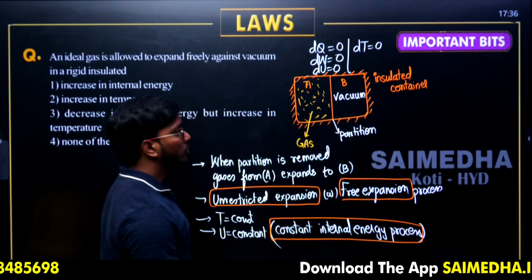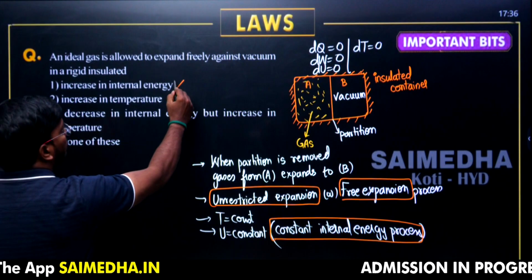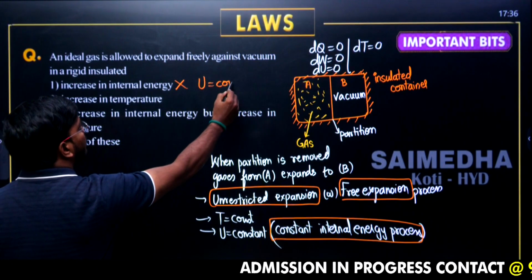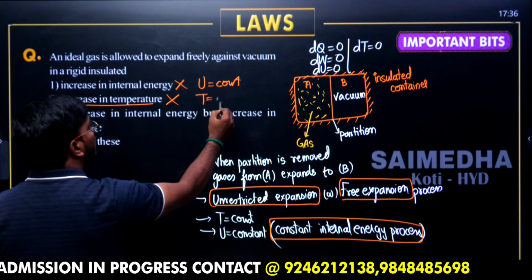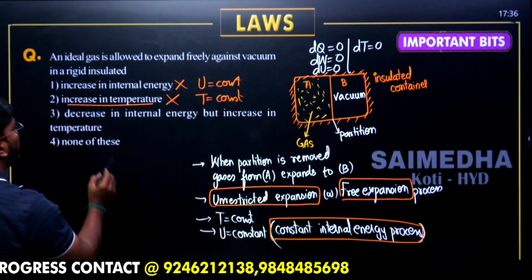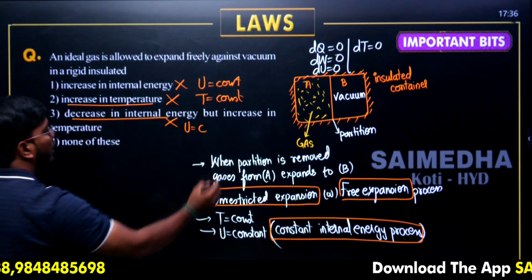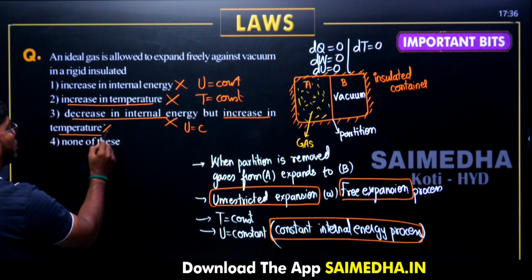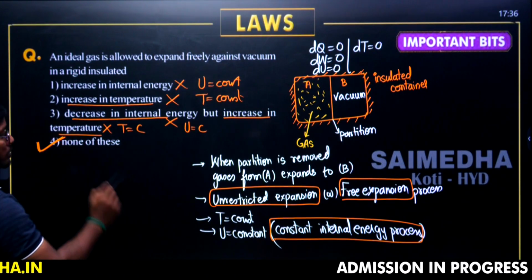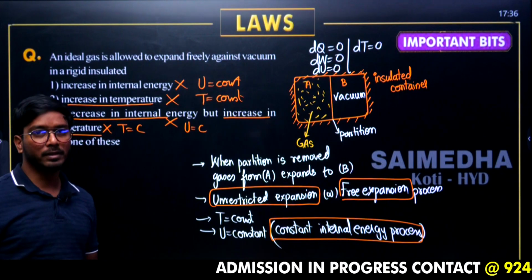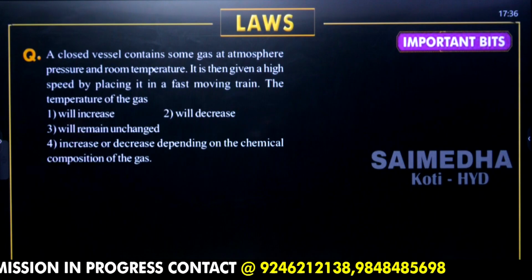Okay, go through it. Increase in internal energy, no, because internal energy is constant. Increase in temperature, no, because temperature is constant. Decrease in internal energy, no, because internal energy is constant. So which one is the correct answer now? None of these is the correct answer. Remember this? Expected question in the examination. So far not yet appeared, but expected. Moving on to the next one.